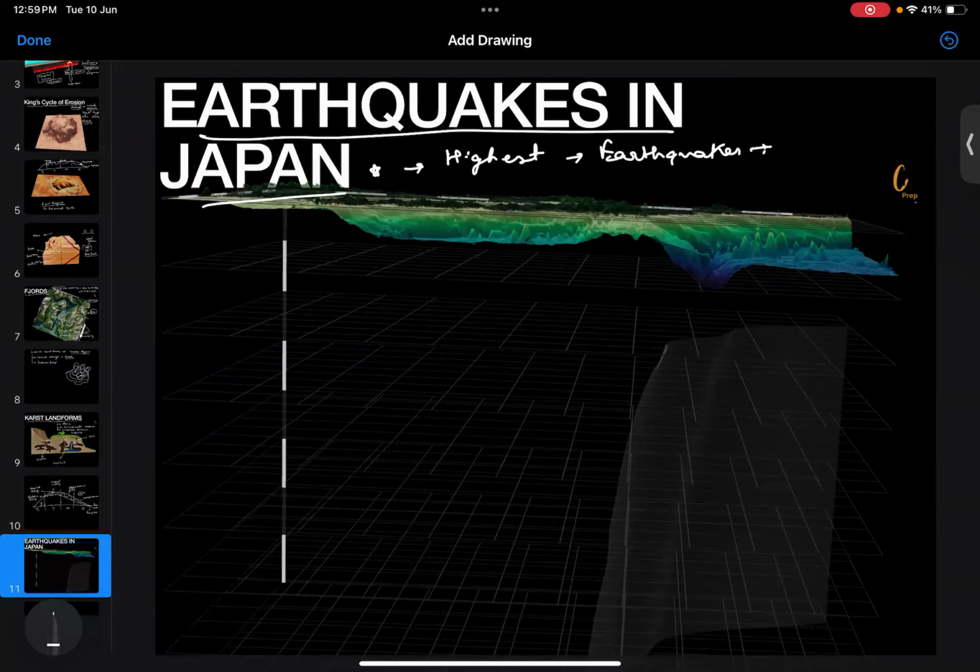Okay, in a particular day, Japan experiences more than 200 minor earthquakes. Recently, what we'll be seeing is, first, we will look at the region and why these earthquakes are happening here.